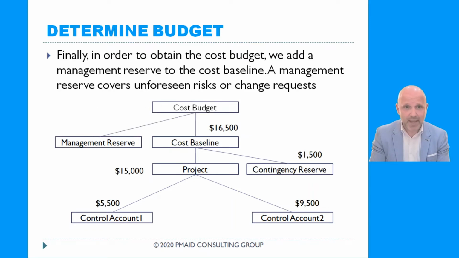And finally, in order to determine our budget, we add a management reserve to the cost baseline. What is a management reserve? It is the reserve that covers for unforeseen risks or change requests. So we may have not identified some risks and we know that there might be some change requests down the road, and we add some contingency management reserve. It's called management reserve. Let's assume that in our example it will be $1,000. We add that amount to the $16,500 and our cost budget turns out to be $17,500. That's how we determine the cost budget.